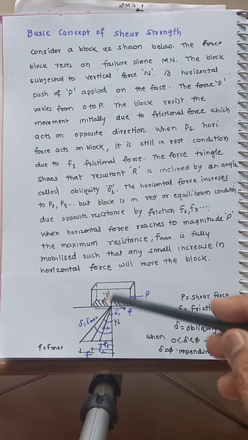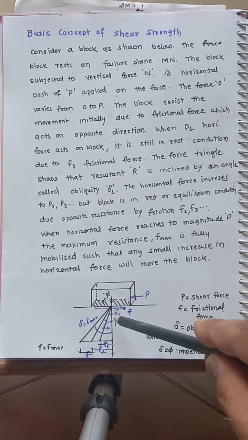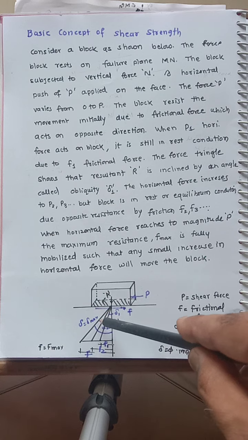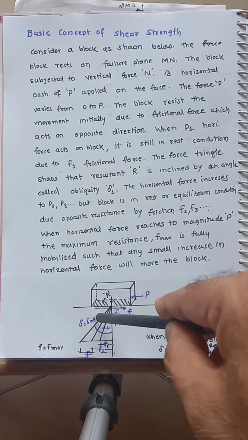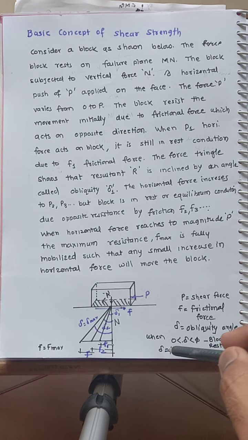So in this figure, P is the shear force, F is the frictional force, delta is the obliquity angle. Now when delta is less than phi and greater than 0, it will be delta 1, delta 2, delta 3, and the block is in rest condition. When delta is equal to phi, it is an impending condition, and when delta is greater than phi, the block will move.